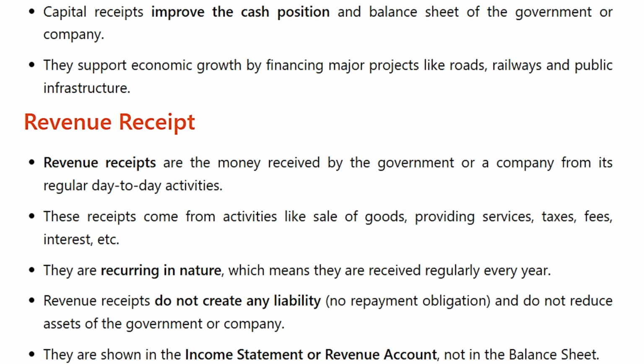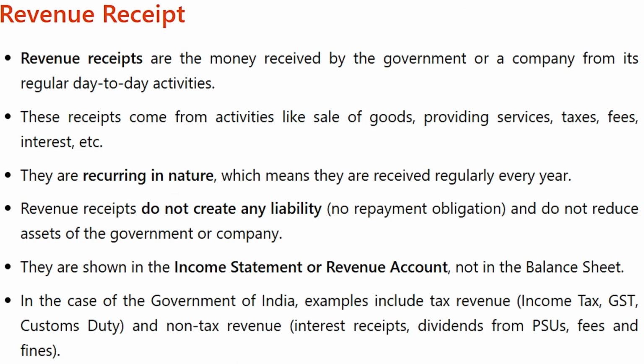Revenue receipt. Revenue receipts are the money received by the government or a company from its regular day-to-day activities. These receipts come from activities like sale of goods, providing services, taxes, fees, interest, etc. They are recurring in nature, which means they are received regularly every year. Revenue receipts do not create any liability, no repayment obligation, and do not reduce asset of government or company. They are shown in the income statement or revenue account, not in the balance sheet.